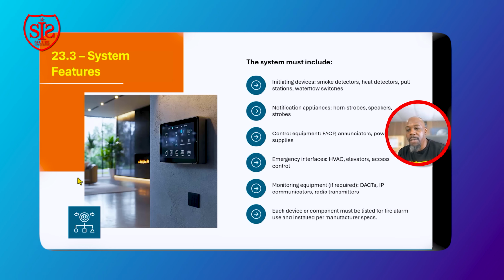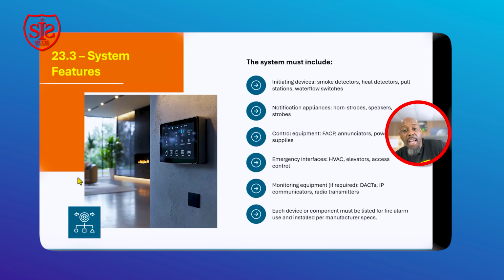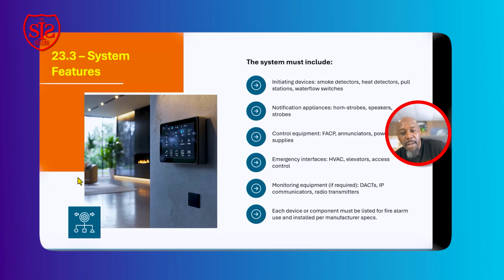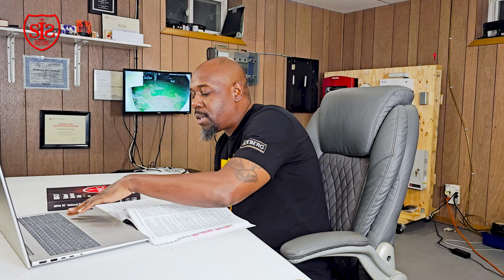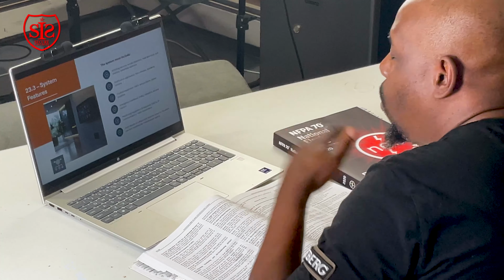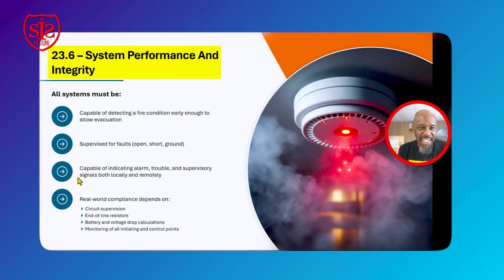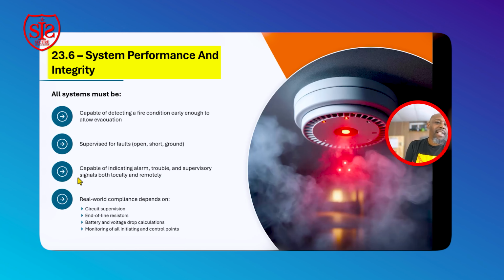Each device and component must be listed for fire alarm use and installed per manufacturer specifications. So we're not out there freestyling, putting things in. We know that smoke detectors have a 30 feet spacing. Horn strobes have an 80 inch to center height. All of these little details we need to understand so that we become more confident when it comes to doing fire alarm.